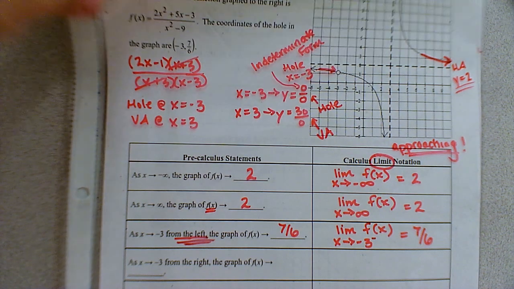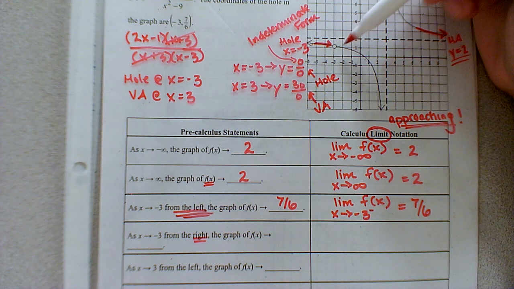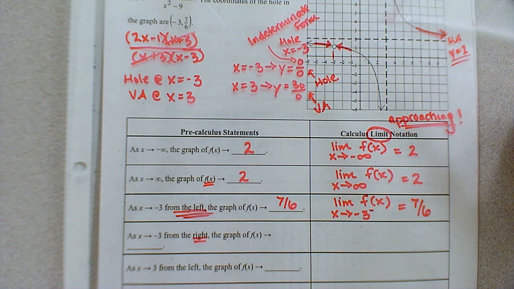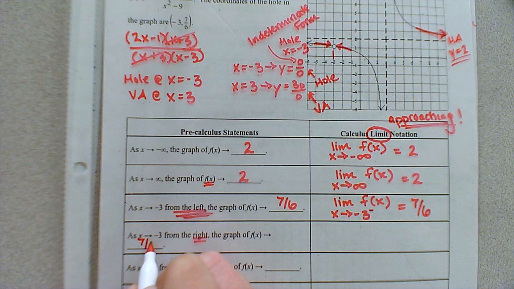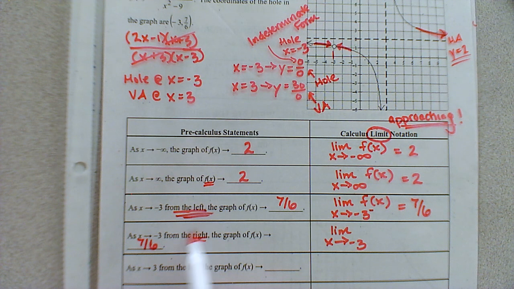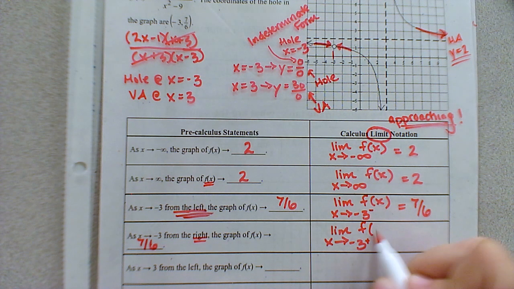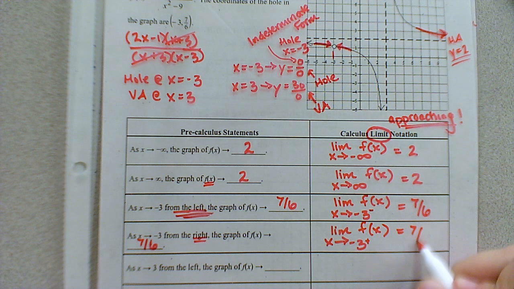Very similarly, we can do a right-sided statement. As x approaches -3 from the right, what does the graph do? Notice how we approach -3 from the right-hand side. We are getting closer and closer to that hole. So we would be approaching the same height of 7/6. The limit as x approaches -3. To show this right-sided idea, we're going to use a little plus symbol in the exponent spot. And we're approaching the same height of 7/6.